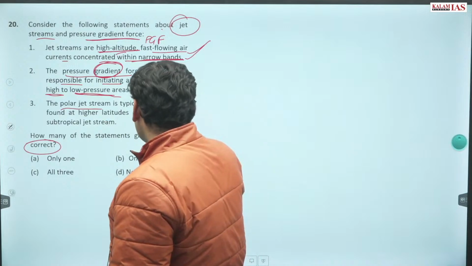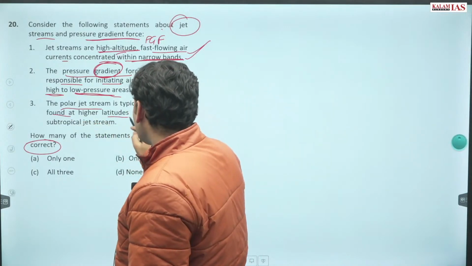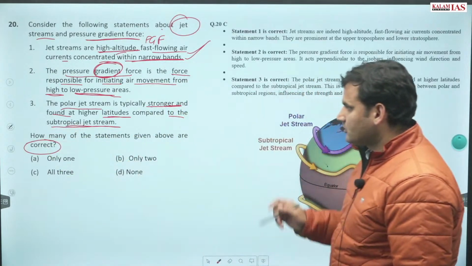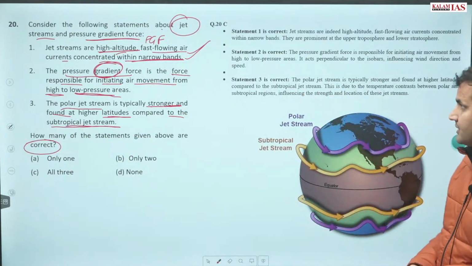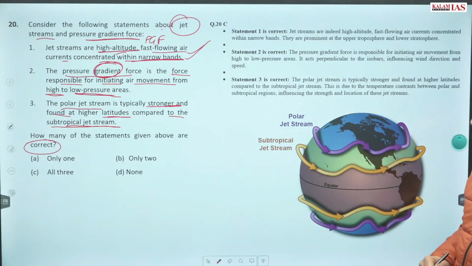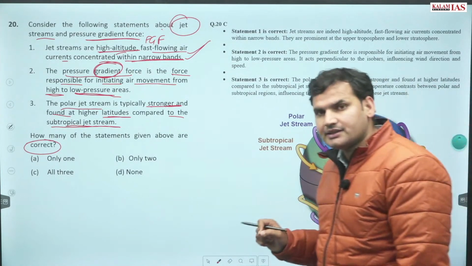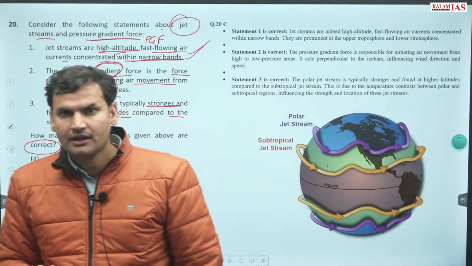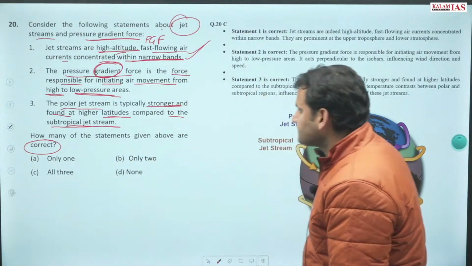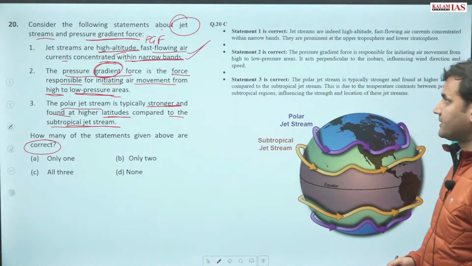Polar jet stream is typically stronger and found at higher latitudes compared to the subtropical jet stream. And what has been asked? Correct. The correct is all of them are correct. One thing remember, jet streams are stronger during the months of winter, right? So all of them are correct.